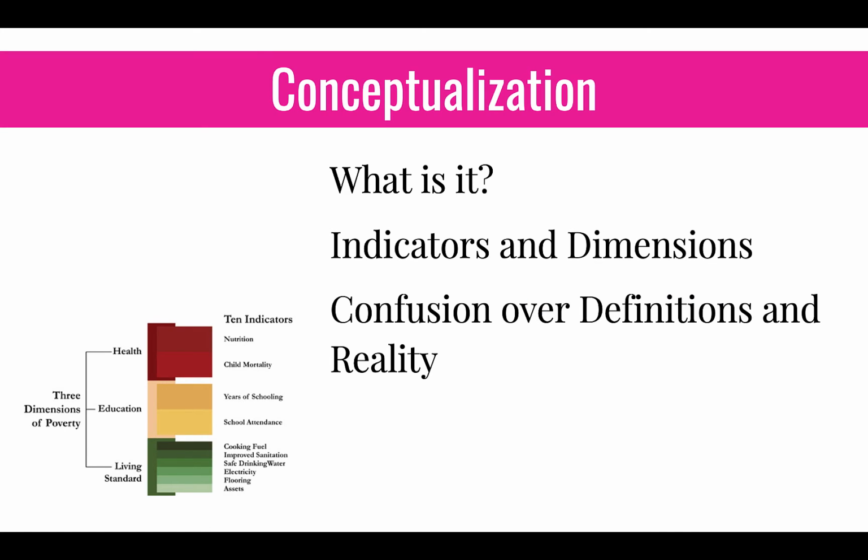Okay, so conceptualization is where we specify precisely what we mean when we use a particular term, right? So there are indicators and dimensions to conceptualization. The end product of the conceptualization process is the specification of a set of indicators. So basically what we have in mind, indicating the presence or absence of the concept that we're studying.